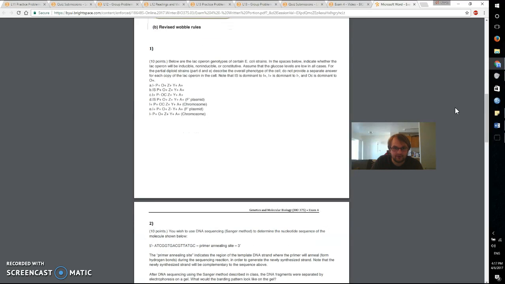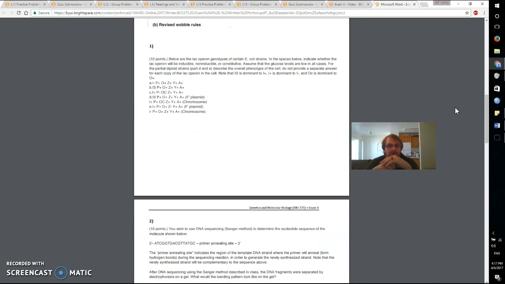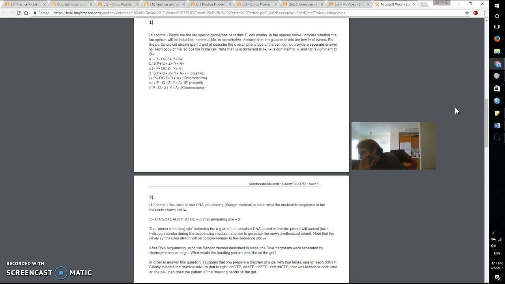For partial diploid strains, D and E, describe the overall phenotype of the cell. Don't provide a separate answer for each copy. Note that I-S is dominant to I-plus, which is dominant to I-minus, or is it L? I can't tell. Probably L for lac. And O-C is dominant to O-positive.